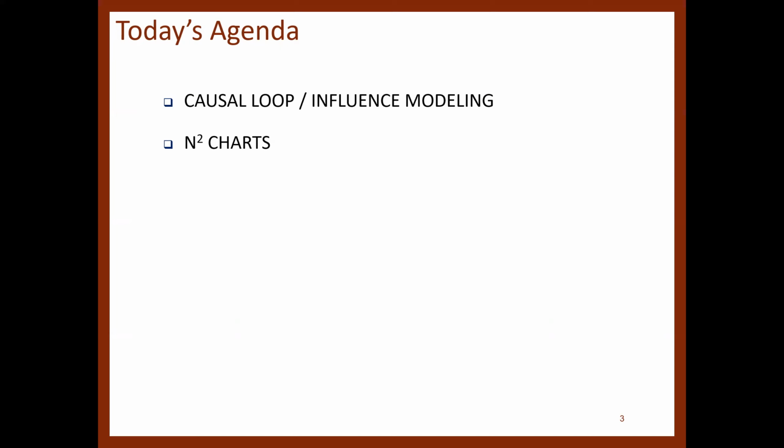So there are two types of diagrams that we are going to discuss in this lecture. The first one is called the causal loop or the influence modeling diagram. And the second diagram is the n-squared charts. In this first part of this lecture, we're going to focus on the causal loop models.